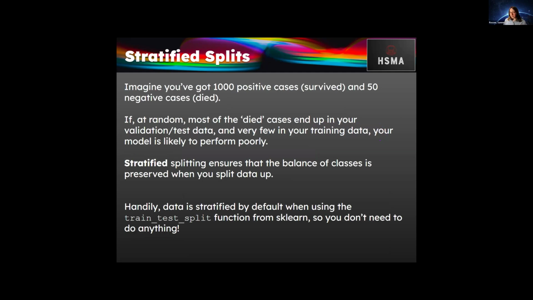Stratified splits. So imagine you've got 1,000 positive cases where people survived, 50 were negative cases where they died. There's a possibility that at random, most of the died cases could just end up in your validation and test data, very few in your training data. Your model's probably not going to be able to learn the patterns, therefore. Stratified splitting ensures that the balance of classes stays the same when you split the data up. Now, the good news is you don't need to do anything. Data is stratified by default when you use the train test split function in sklearn. You don't need to go away and do anything yourself.